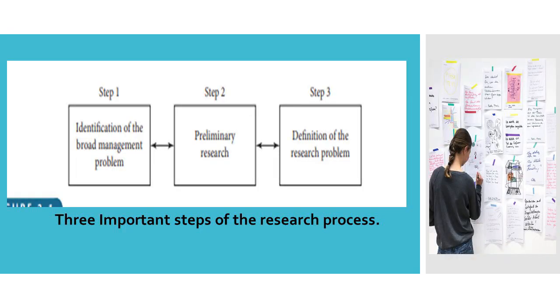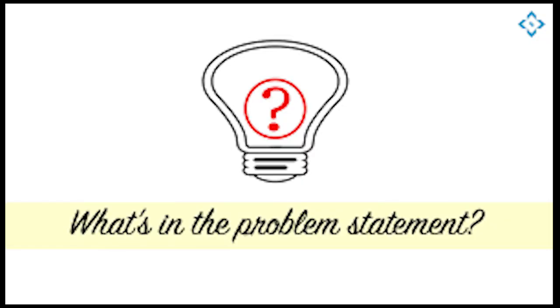So let us talk about three important steps of our early research process. Number one is the identification of the broad management problem. Like we have to identify what the problem behind it is. The second is preliminary research, and the third is the definition of the research problem.